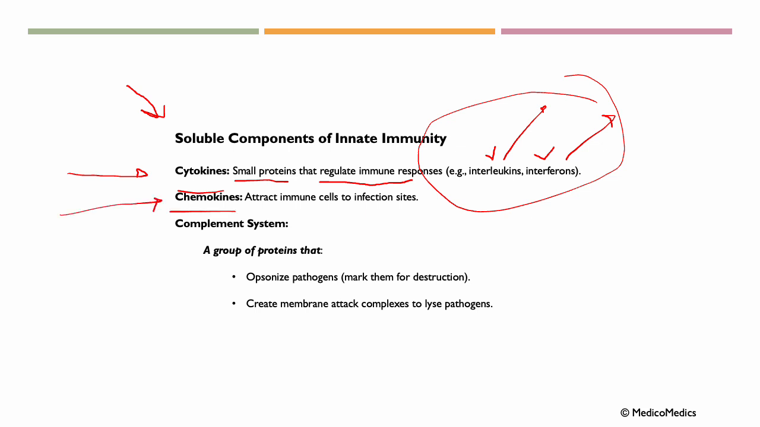We also have chemokines. These attract immune cells to infection sites. Furthermore, we have a complement system. This is a group of proteins that opsonize pathogens, meaning they mark them for destruction. They also create membrane attack complexes to lyse pathogens. So the cytokines and these complement proteins are like messages and ammunition that help our immune cells fight invaders.